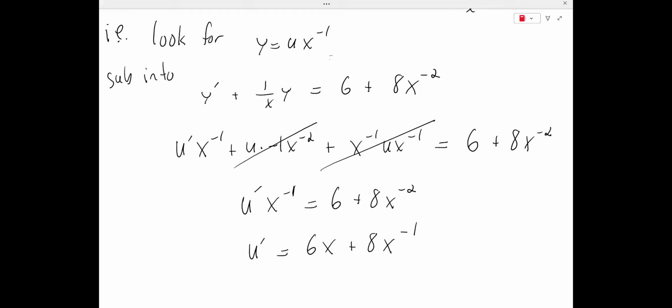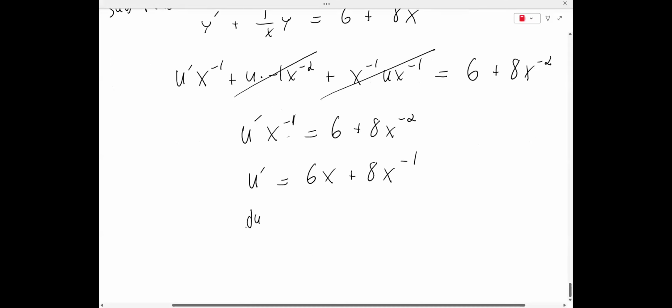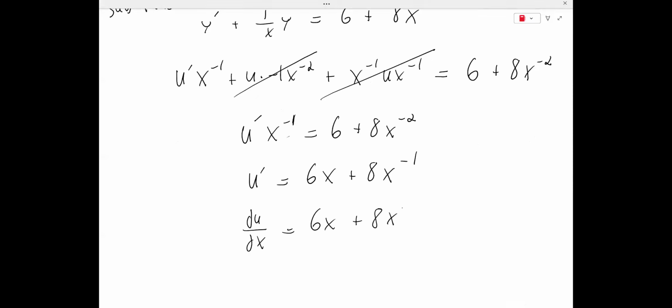That's multiplied through by x to the first on both sides. Again, I'm using a lot of exponent rules here. Now I can write this as du dx equals 6x plus 8x to the negative first.